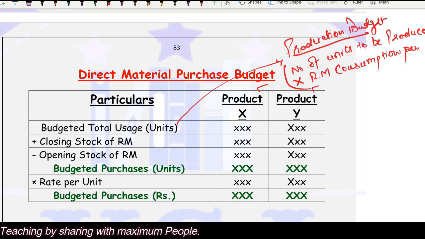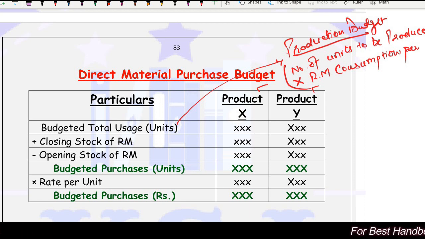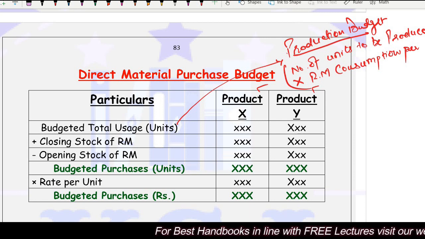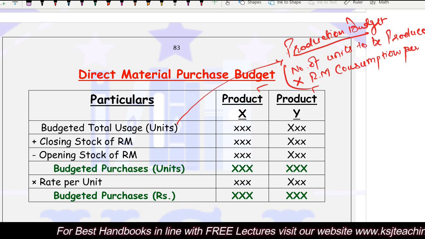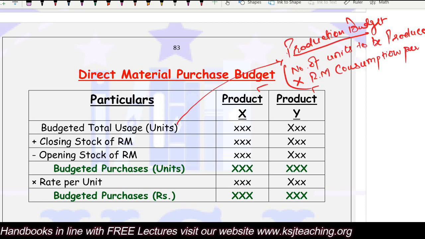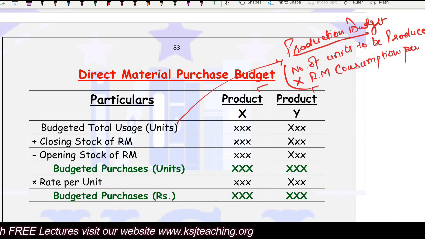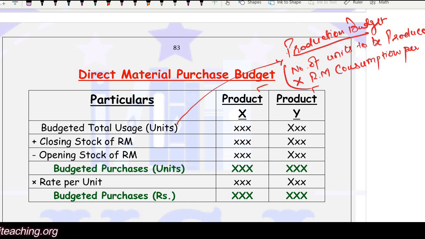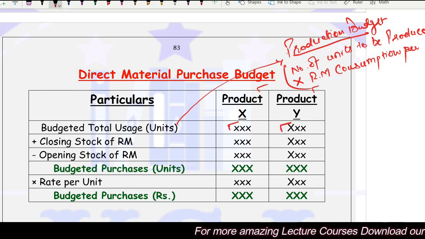That is why all the budgets are linked. Production is dependent upon sales. So sales, production, machine utilization. Then what is the raw material that is to be purchased? How much quantity is to be purchased? What is going to be the value that we are going to purchase? So all these things are interlinked. So if you study these interlinkages, it is a very easy chapter, right? You will remember all the things. So this is the total usage for the number of units that we have decided to produce.